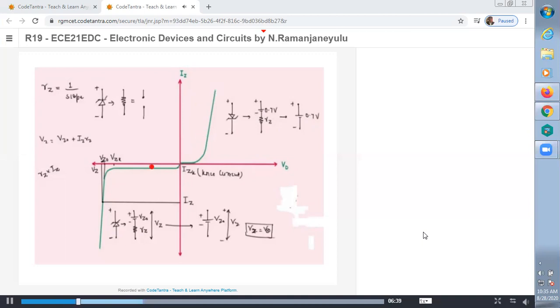Now in reverse bias, again we will consider two cases. The first case is the reverse characteristics up to VZK, the knee Zener voltage. Up to that it will act as a normal PN junction diode. In the reverse bias characteristics, the current is independent of the reverse voltage and that current is almost constant.